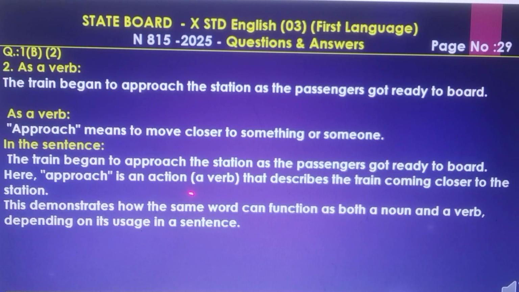Here, approach is the action, a verb that describes the train coming closer to the station. This demonstrates how the same word can function as both a noun and a verb, depending on its usage in the sentence.